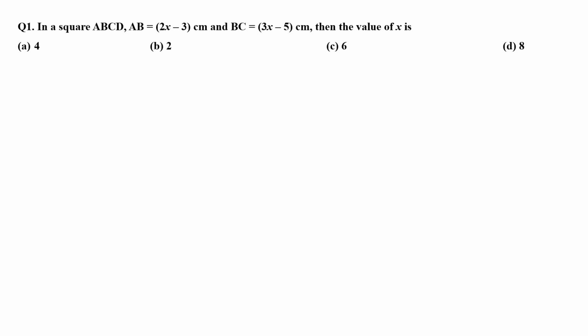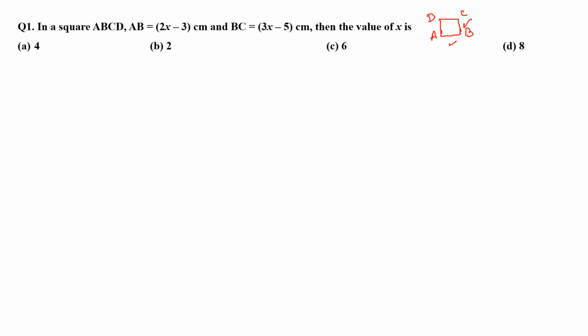First question: in a square ABCD, AB equal to 2x minus 3 centimeter and BC equal to 3x minus 5 centimeter, then the value of x is. So just try to recall the property of a square. In a square, we know that all the four sides are equal in measure. So if ABCD is a square, the value of AB is given and the value of BC is given.